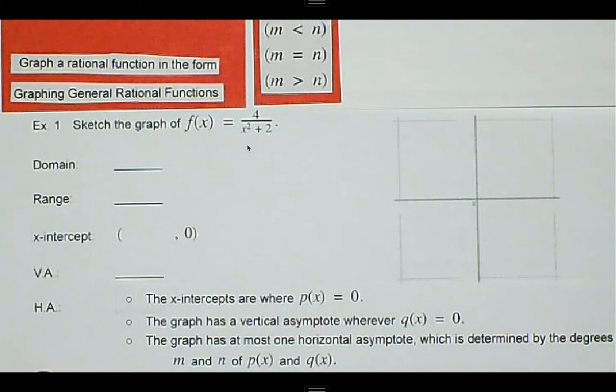We're talking about graphing rational functions in different forms. And we have example 1 here where we have the function 4 divided by x squared plus 2. So the first thing we want to do is find if there are any x-intercepts.